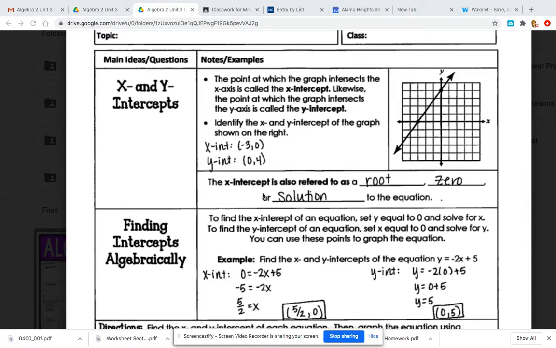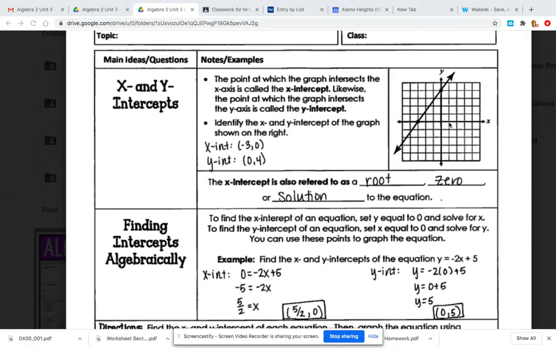And so we call the x-intercept a couple things. It could be called the x-intercept. It could be called a root. It could be called a 0. And that kind of makes sense because we put in zeros. Or it's a solution to an equation. Okay? So if you hear those, they are referring to the intercepts, the x-intercepts. The y-intercept is just the y-intercept.